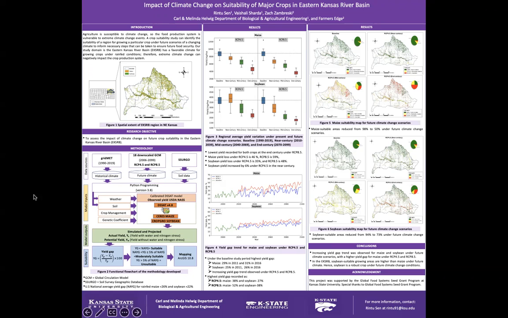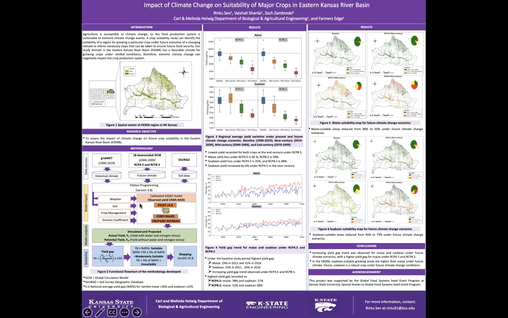For this study, for historical climate data, I have used the gridMET data source for 1990 to 2019. For future climate, I have used 18 downscaled global circulation models from 2006 to 2099. And I used representative concentration pathways RCP 4.5 and RCP 8.5. For soil, I used the Soil Survey Geographic Database.